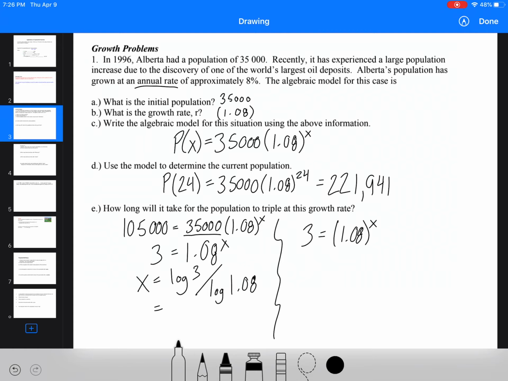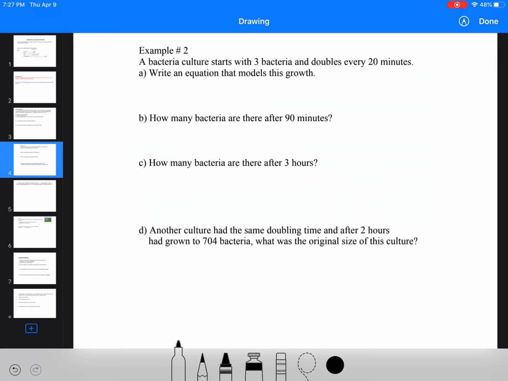And again, this goes back to our note from before. The log of 3 divided by the log of 1.08 is equal to approximately 14.3. So therefore, in approximately 14.3 years, the population will triple.